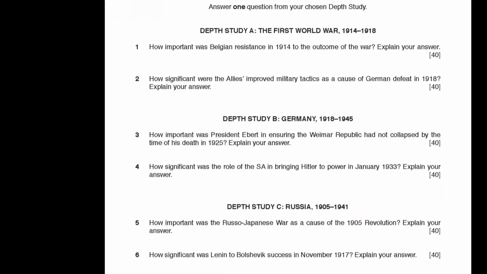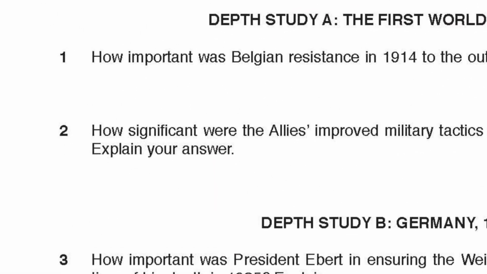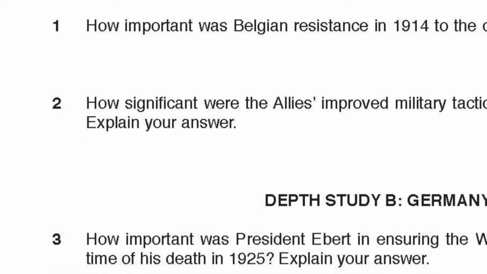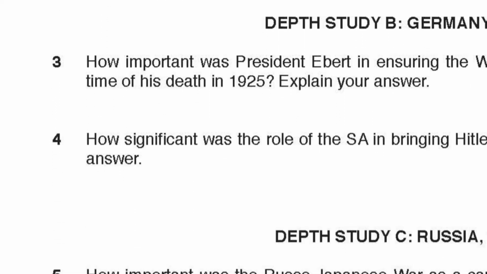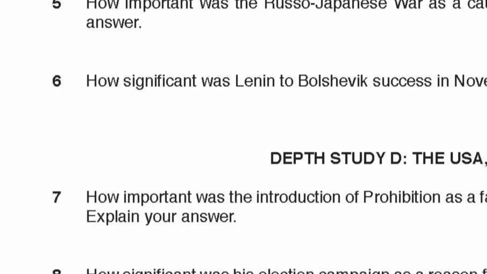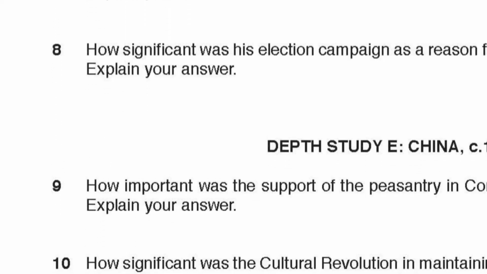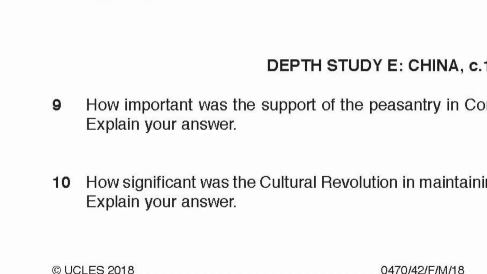Now, the questions themselves are what you might have heard me refer to previously as how far questions. That is, they require a balanced analysis of 2 sides of an argument. However, the Paper 4 questions almost exclusively ask you how significant or how important a particular factor was to making an event happen. In fact, of the hundreds of questions that I've now seen across the different depth studies, pretty much half of them ask how important something was, while the other half ask how significant something was.